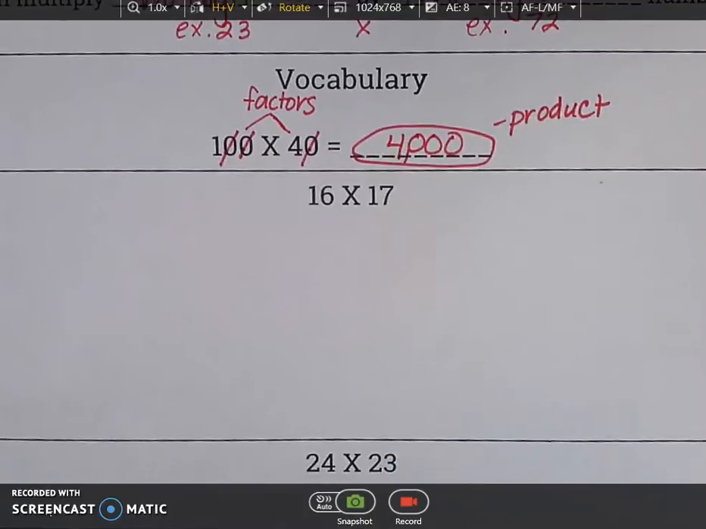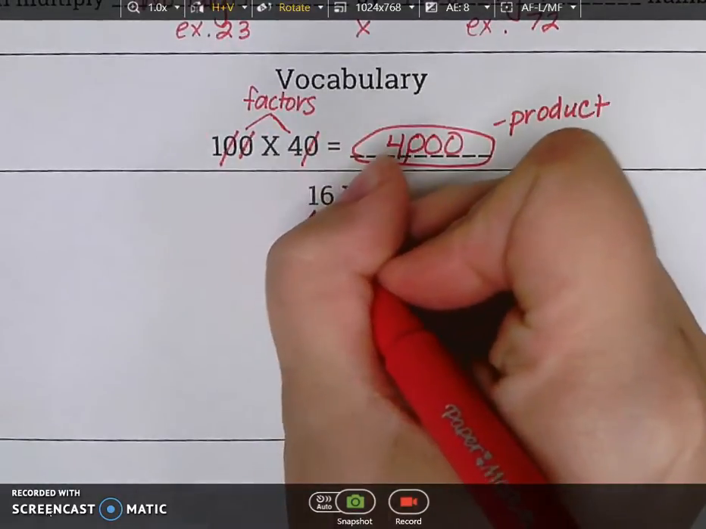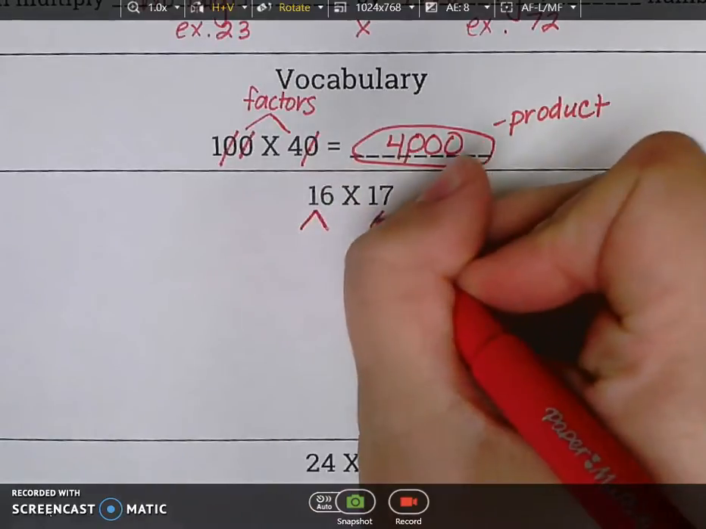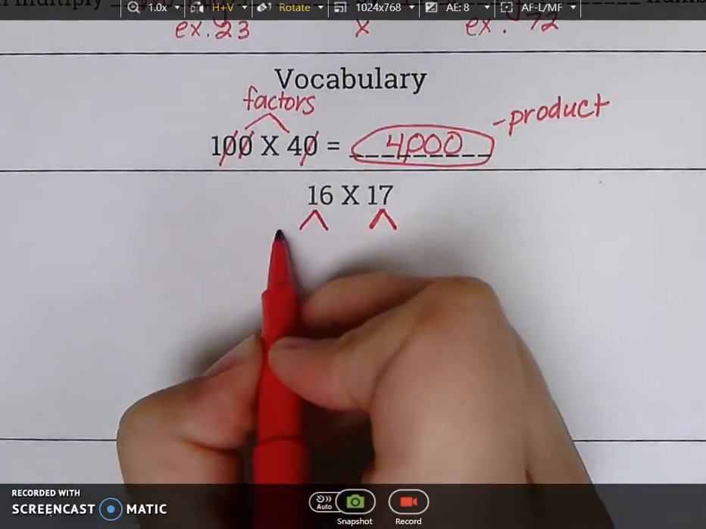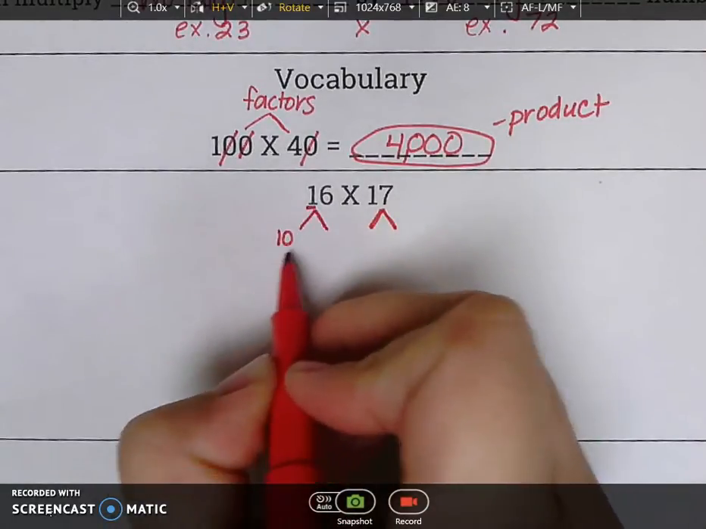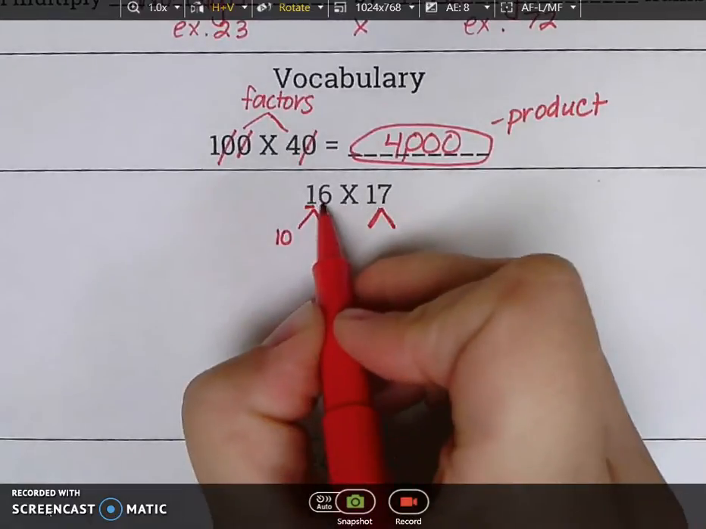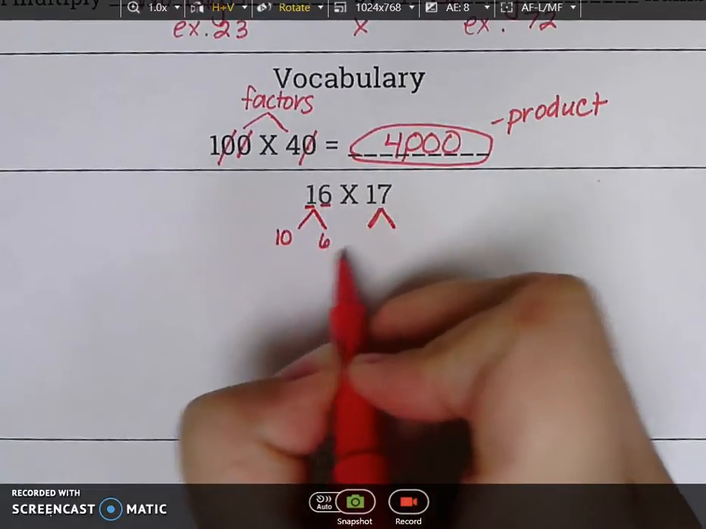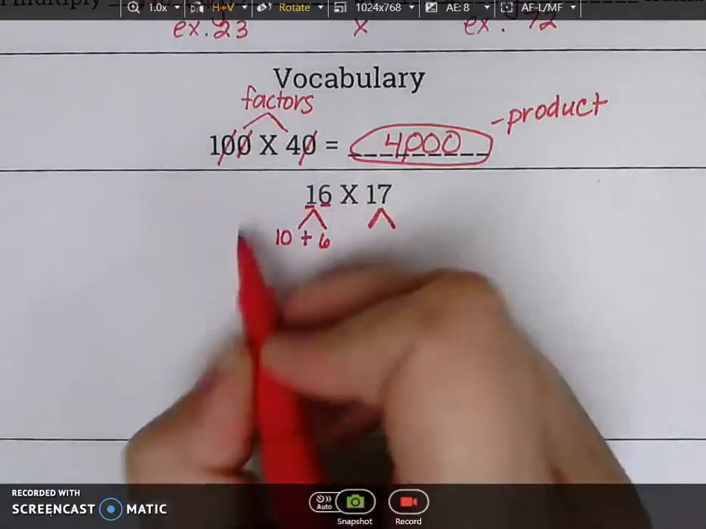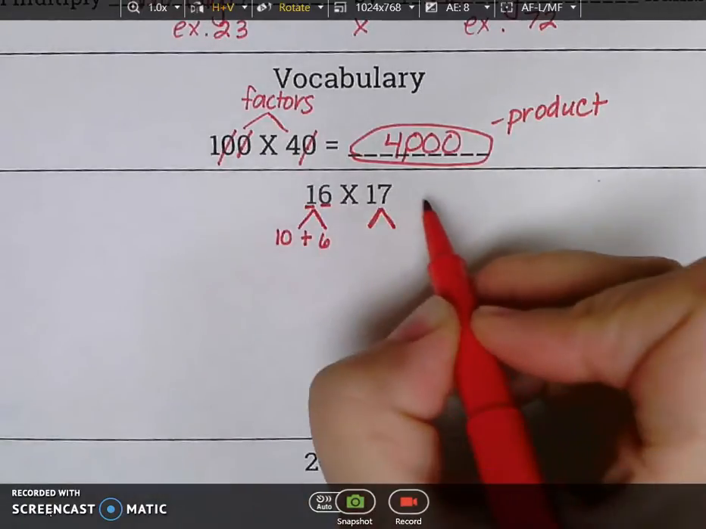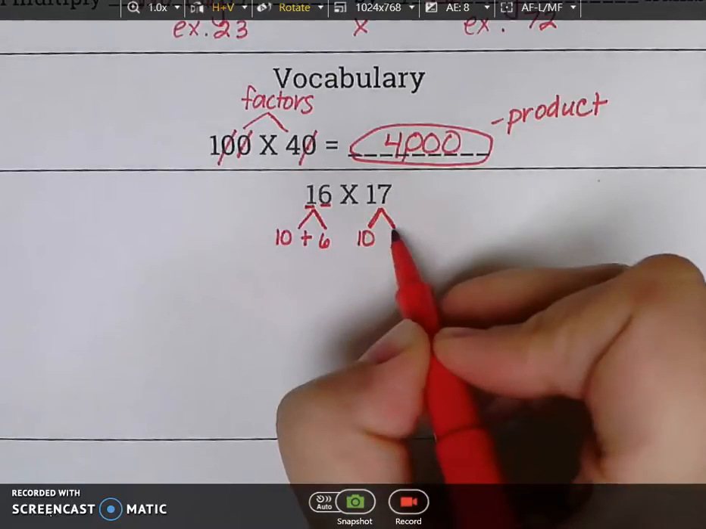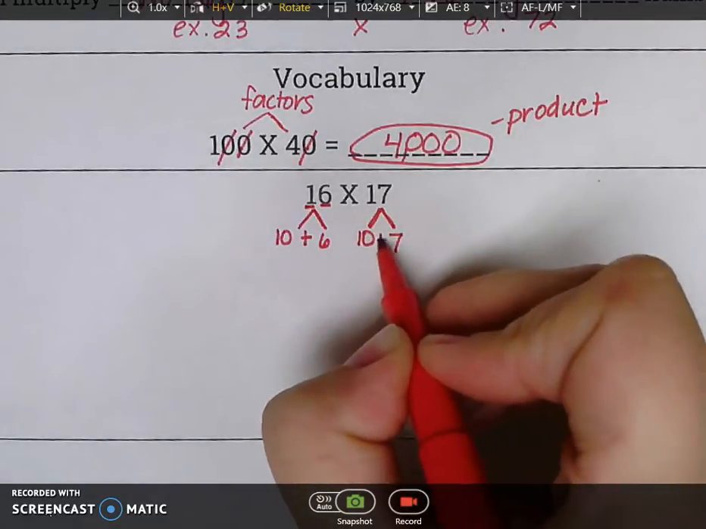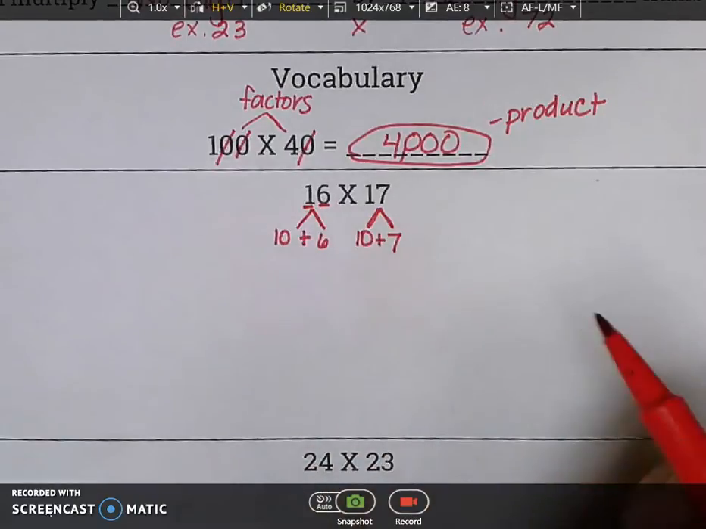Alright, so let's talk about 16 times 17. First of all, I want to start by breaking these numbers down. 16 would be, the 1 is in the tens place, so it would be 10, and then the 6 is in the 1 place, plus 6. So 10 plus 6 is 16. So that's broken down. If I break down the 17, the 1 is in the tens place, the 7 is in the ones place, so 10 plus 7 is 17. So that is broken down.